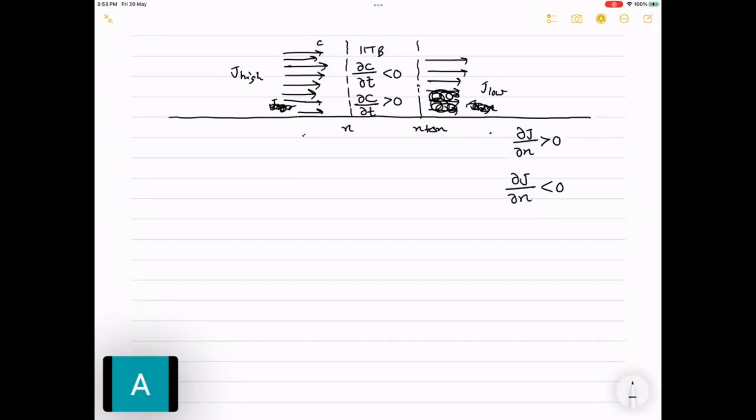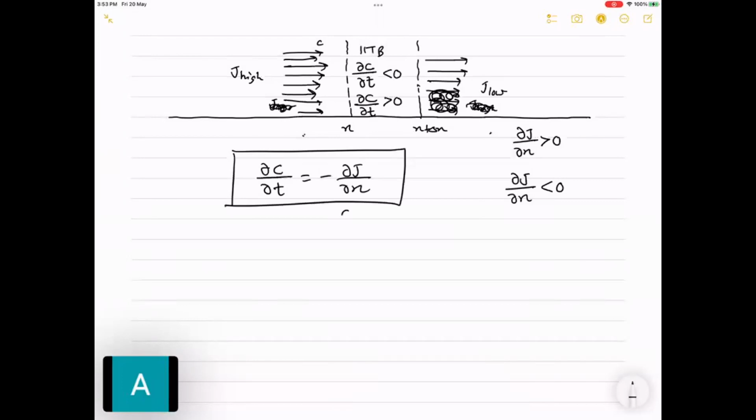From this argument we can see that delta C by delta T is related to delta J by delta X by this relation. This is what is called the continuity equation, right? Is this clear? If I'm bringing more money to my house per month and my family members are spending less, then the currency notes in my house have to increase. This is strictly based on the conservation of material, and it tells me that delta C by delta T has to be related to delta J by delta X in this manner.